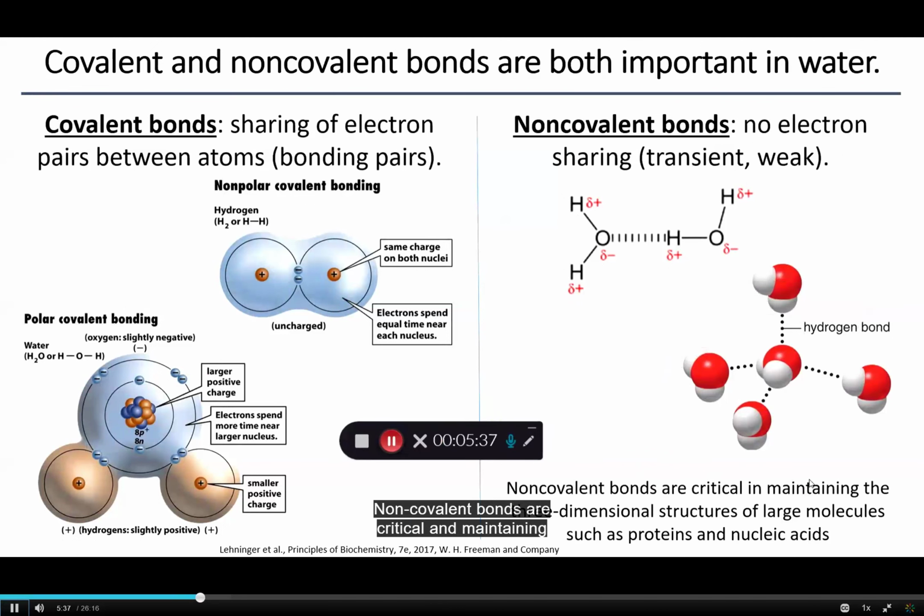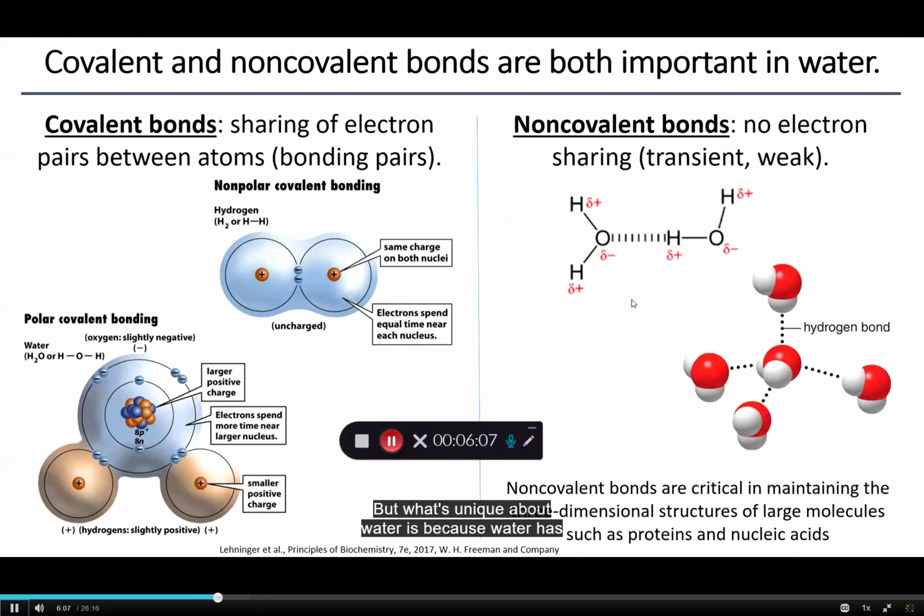Non-covalent bonds are critical in maintaining the three-dimensional structures of things like proteins or nucleic acids. I mentioned this in the last slide, where the hydrogen bonding in the core of a DNA double helix is what holds them together, but those are all non-covalent bonds. A protein in its three-dimensional form is held together by hydrogen bonds and ionic interactions between different amino acids. And so there's no electron sharing, and therefore these are weaker bonds.